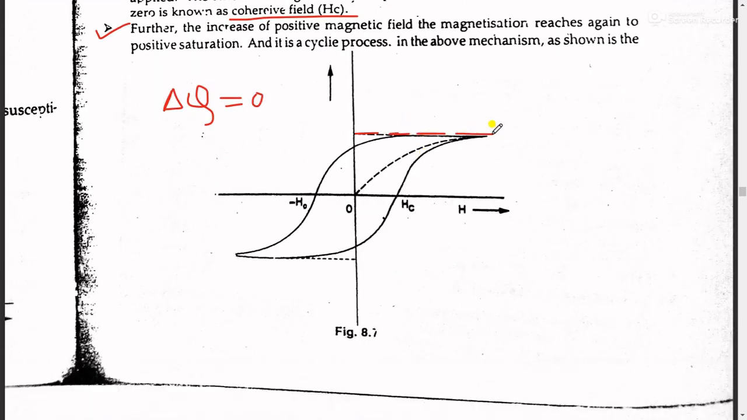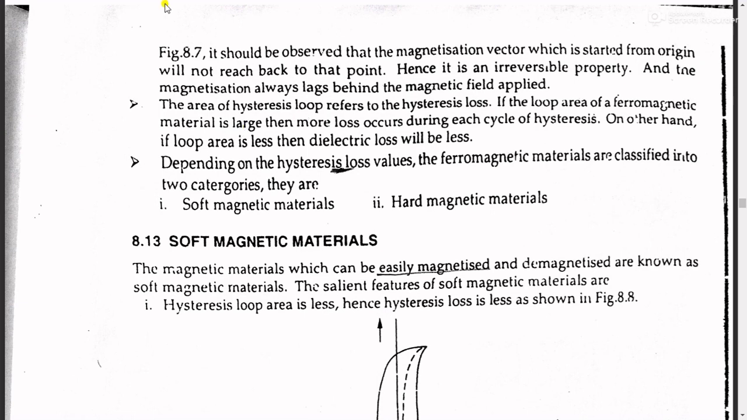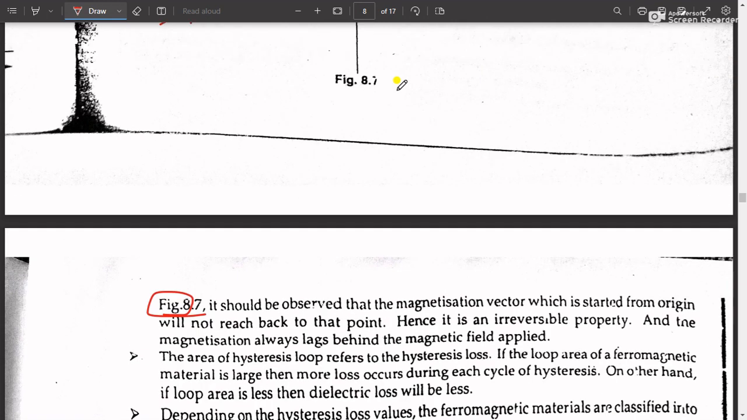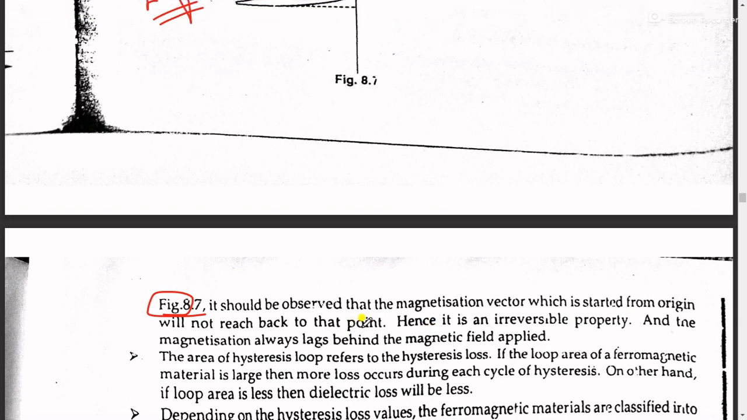Okay, so this is important from the exam view. The figure shows that the magnetization vector which started from the origin will not reach back to that point, hence it is an irreversible property, and the magnetization always lags behind the applied magnetic field.